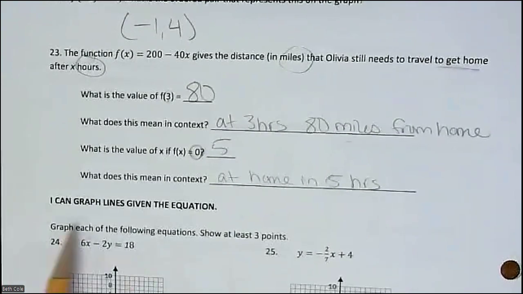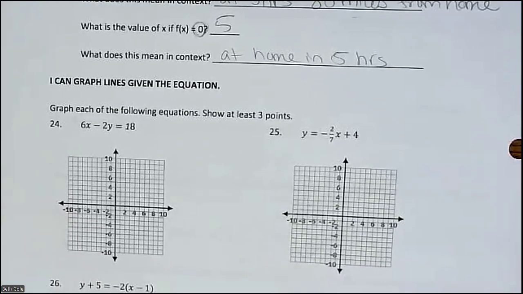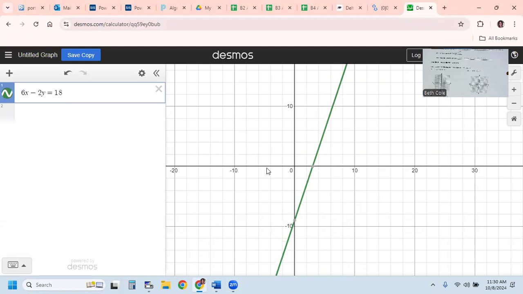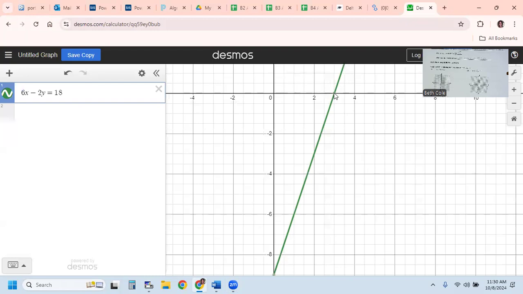All right, and then this last section, I can graph lines. Use your calculator. Watch this. Just look. Don't fade out on me, we're almost there. What is it? 6x minus 2y equals 18. Boom. I just want to get some points, so let's click on them. Plot that. I can't keep going back and forth, I don't want to make you seasick. Plot 3, 0. I'm going to plot it on mine too.